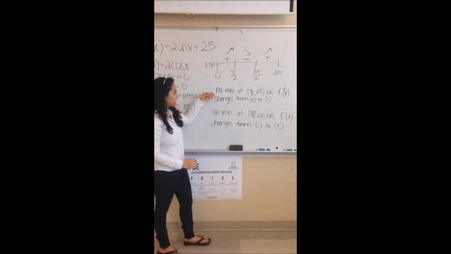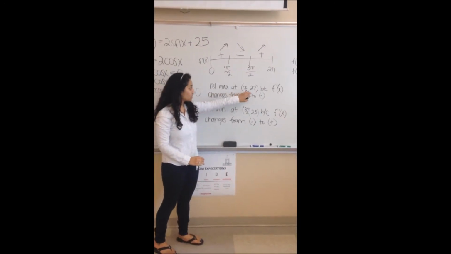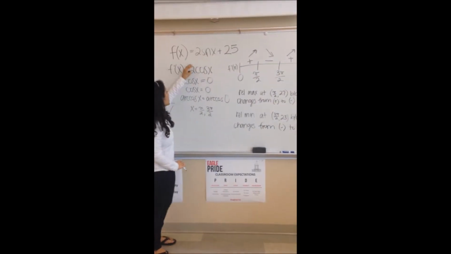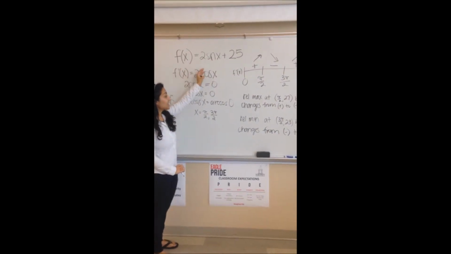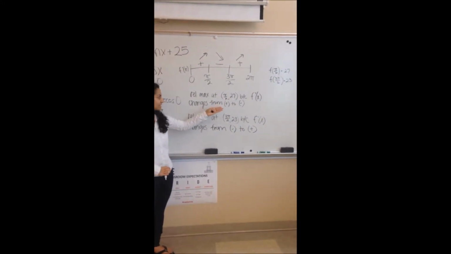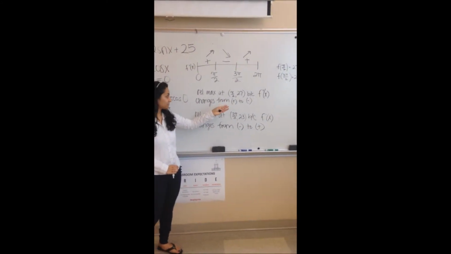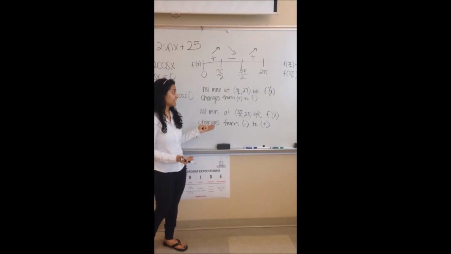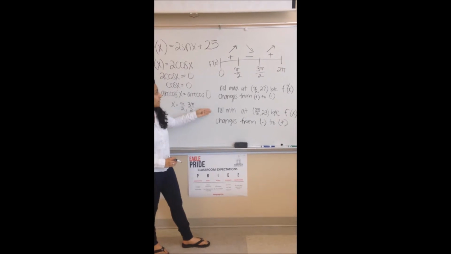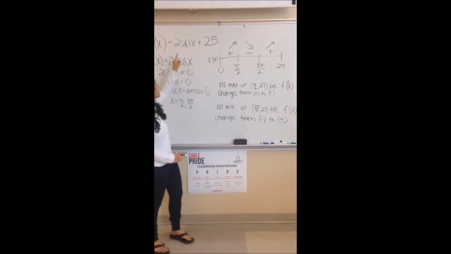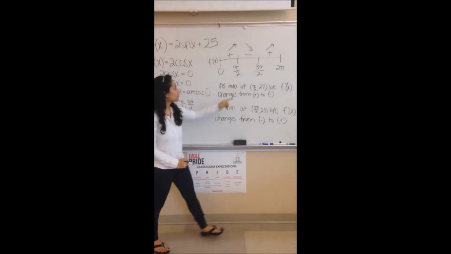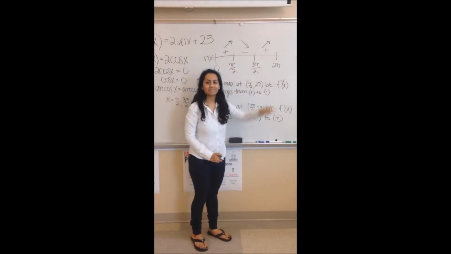So you get a relative max at pi over 2, 27, because you test pi over 2 into your original function, and that gives you the y value, which is how we got 27. Your reasoning would be because f prime of x changes from positive to negative. Here, there's a relative min at 3 pi over 2. Test it into this function, you get 23, because f prime of x changes from negative to positive.